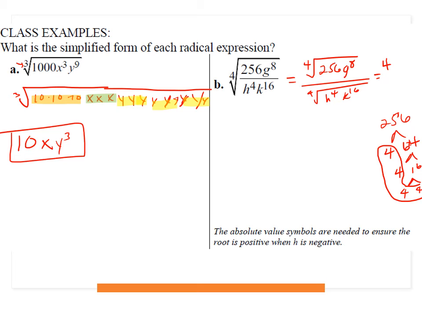But anyways, what is 8 divided by 4? Well, 8 divided by 4 is 2. What is 4 divided by 4? 1. What is 16 divided by 4? 4. Okay, so this would be my answer. And again, solution with absolute values.